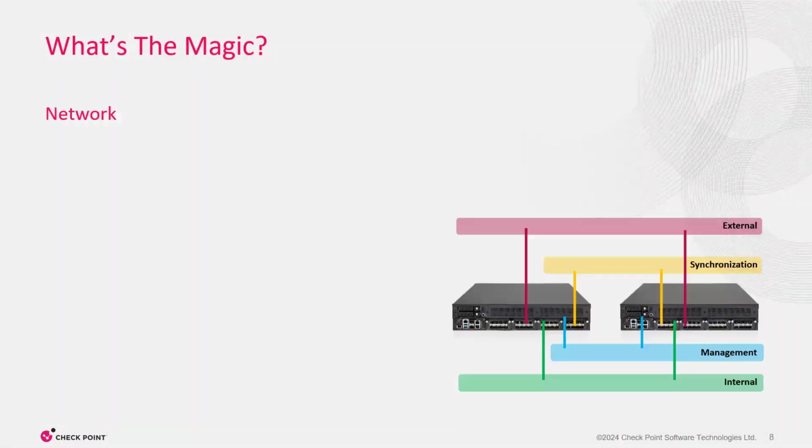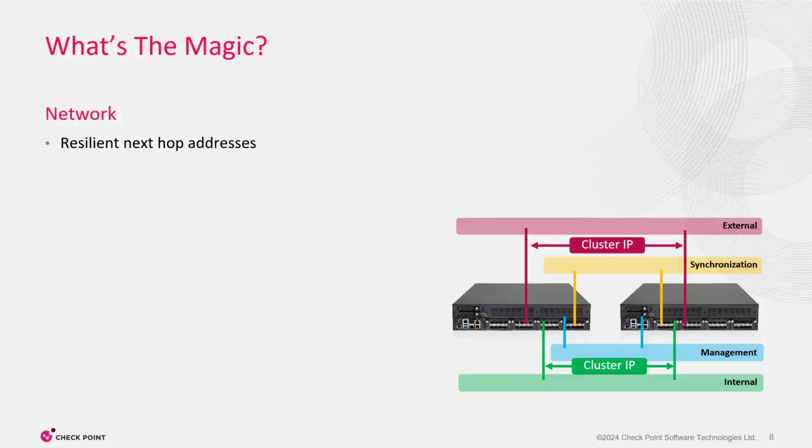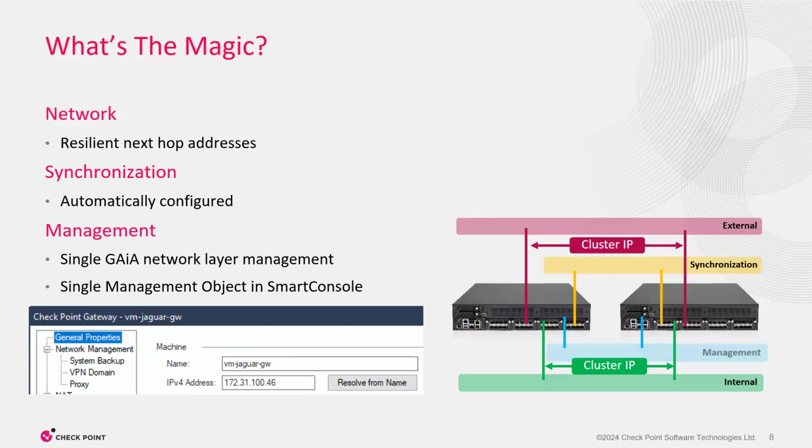So I'm going to dig a little deeper into the ElasticXL architecture. So, next hop address, single gateway, single management object. This cluster that you're seeing on the screen now on your management will look like a single object. It's configured as a single object and will work as a single object.